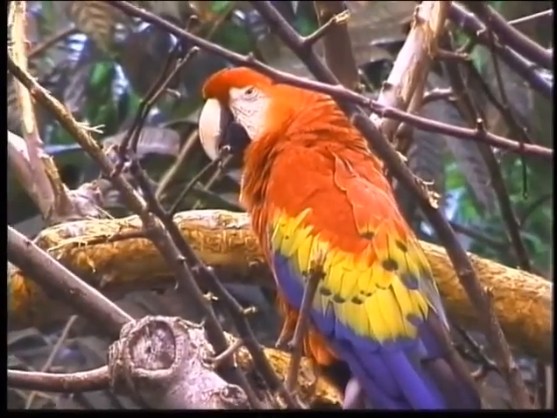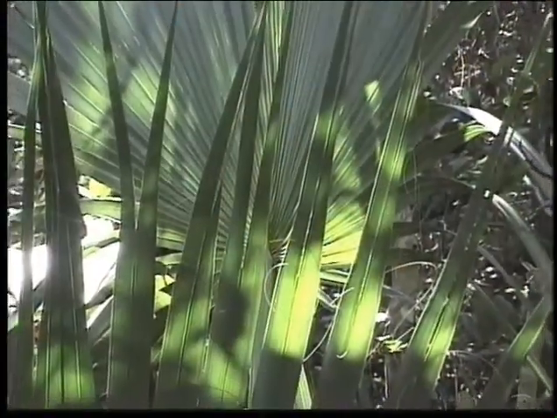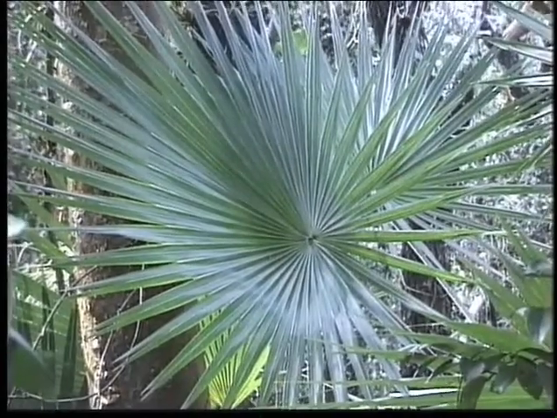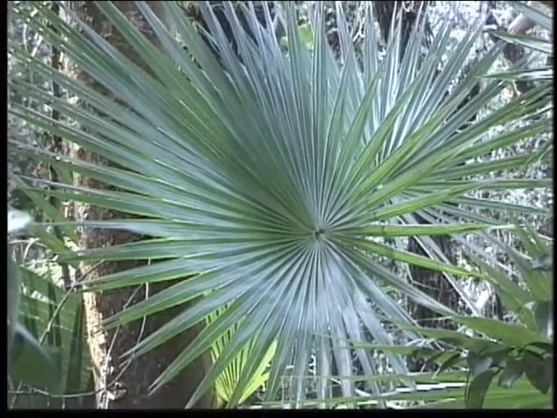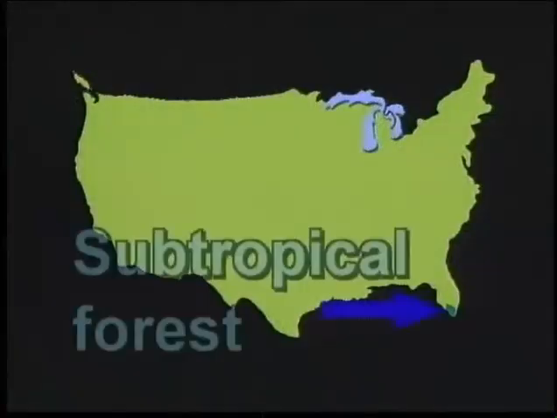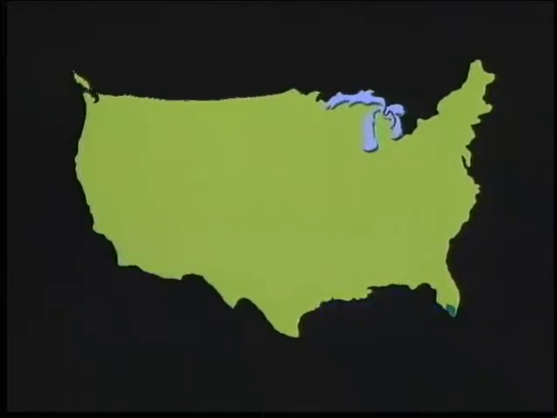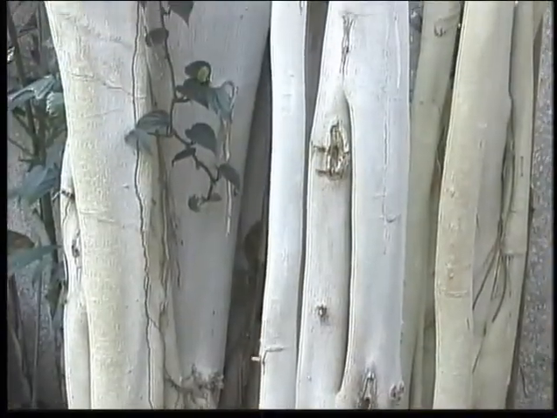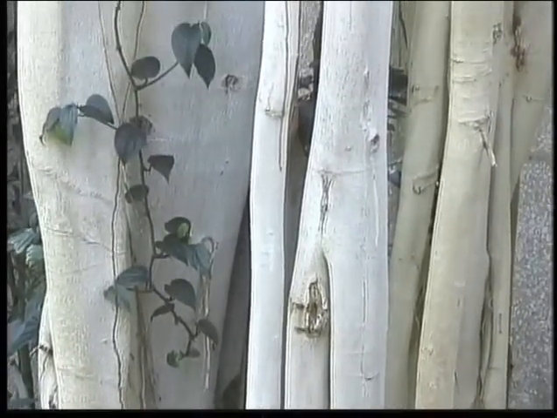While the tropical forest may seem very far away, a small amount of the subtropical forest exists in the United States. You decide, where in the United States is the subtropical forest located? The subtropical forest is located in southern Florida, mostly in the Everglades, on small raised areas referred to as hammocks. The subtropical forest is an intermediate forest between temperate forests and tropical forests.